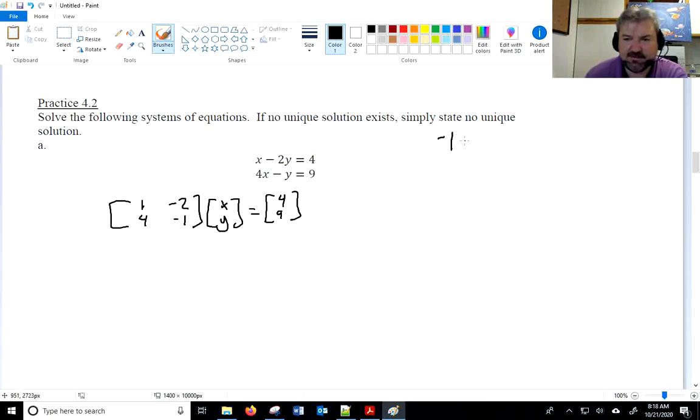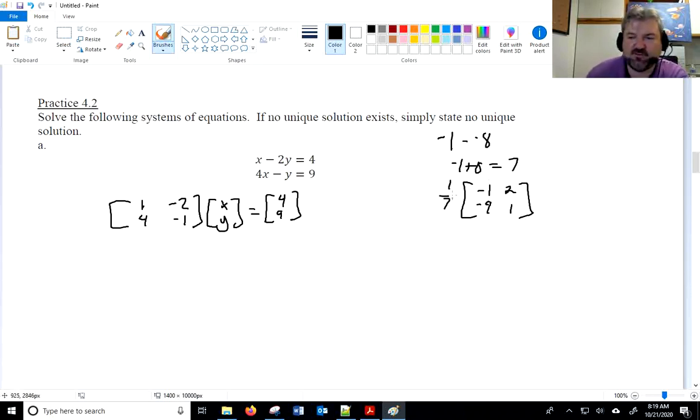That's a -1 minus a -8. So this is -1 plus 8, which is 7. And then I will flip the position of those two numbers and change the sign of these two. But I have to multiply by 1 over the determinant.